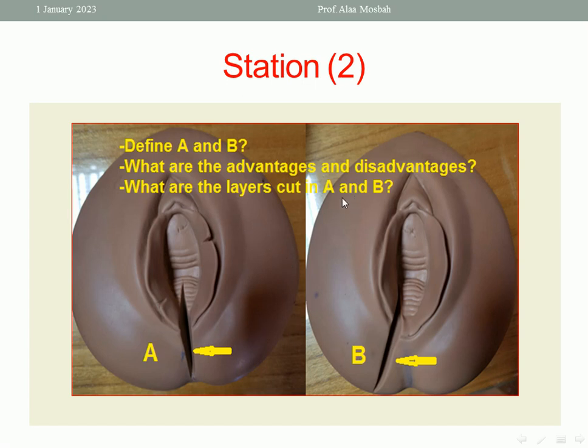What are the layers cut in A and B? In median episiotomy, the cut includes the vaginal epithelium, the skin of the perineum, the subcutaneous tissue, and the perineal body, because it is in the midline. But in mediolateral episiotomy, the cut includes vaginal epithelium, perineal skin, subcutaneous tissue, superficial transverse perineal muscle, the deep one, and the bulbocavernosus muscle. Okay, so this is the layers cut.